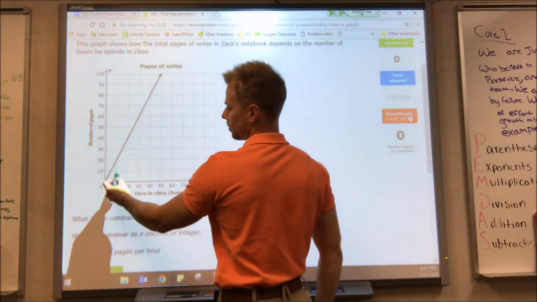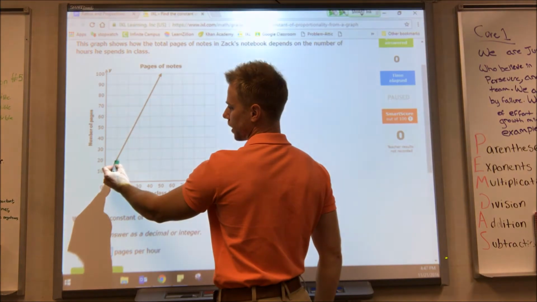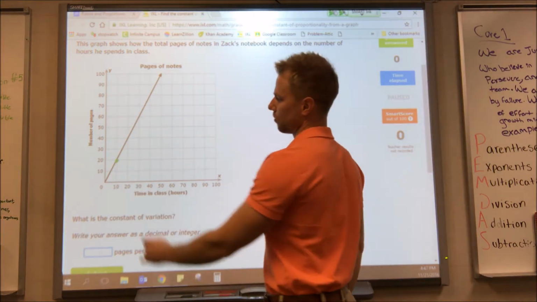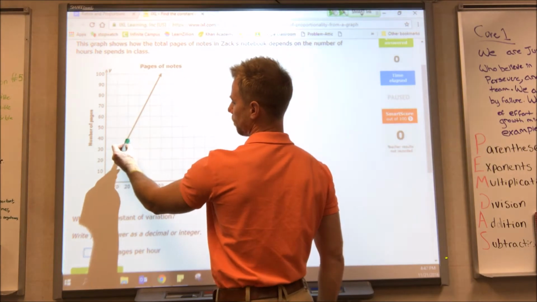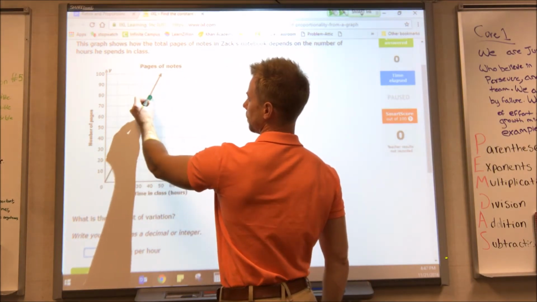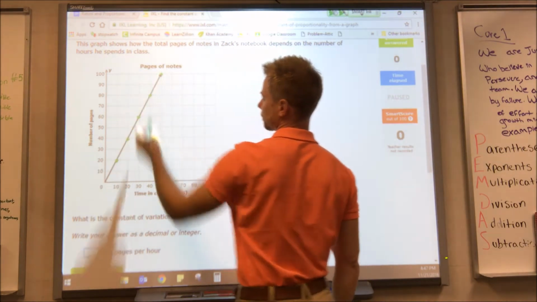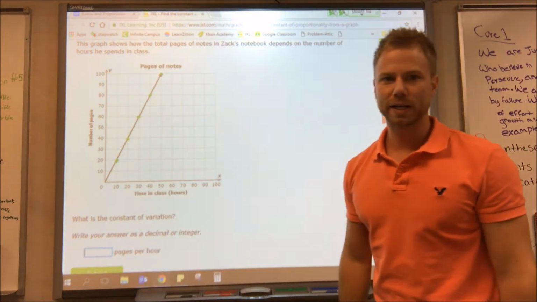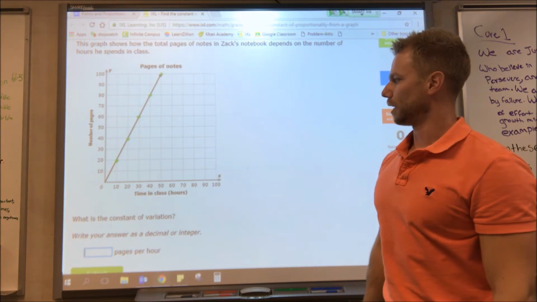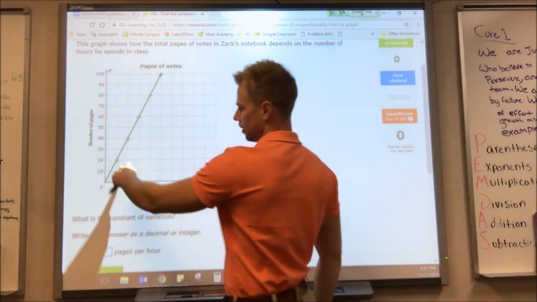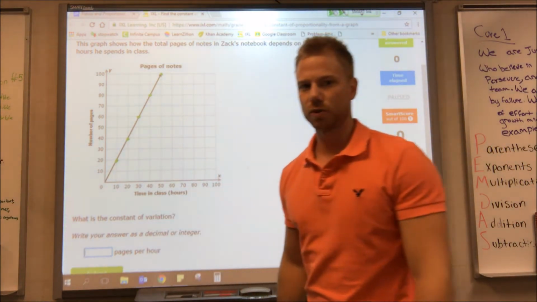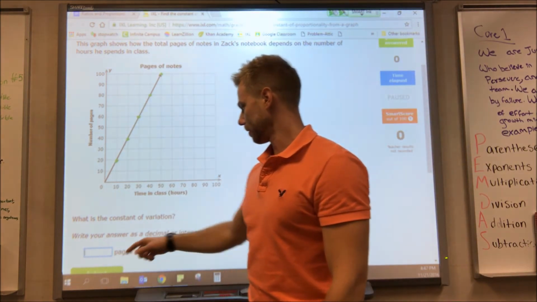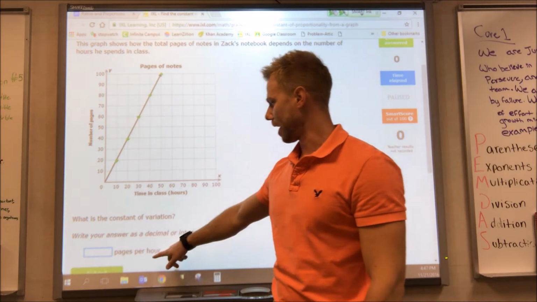So for example, 10 and 20 intersect at that point, which is on the line. And I can follow the graph and find more points of intersection that are on the line. I could choose any one of those points to find my constant of variation or my unit rate. But typically the lower numbers are easier to work with. All right? And it says we need to figure out how many pages per hour.